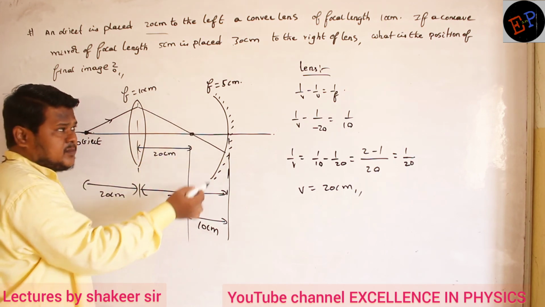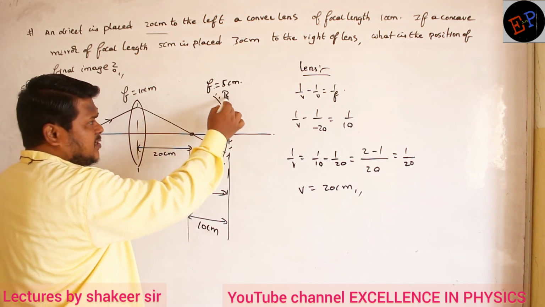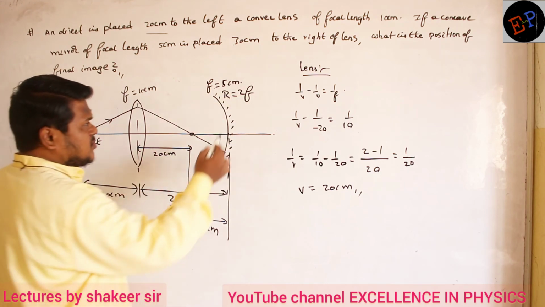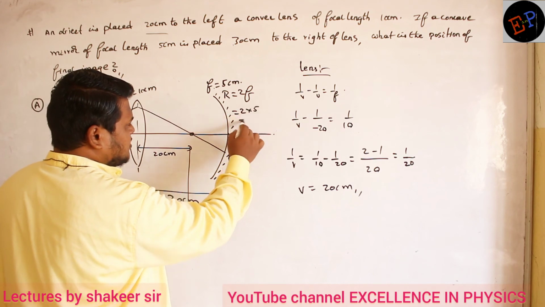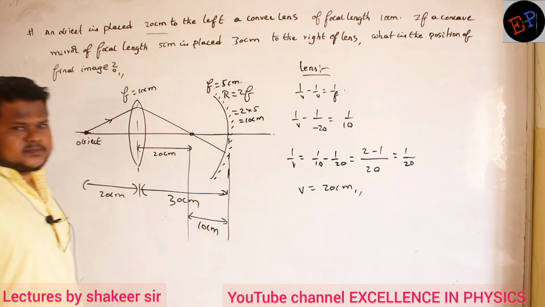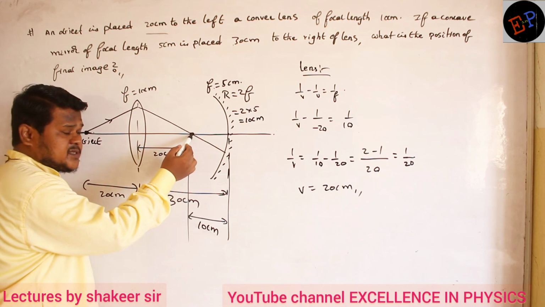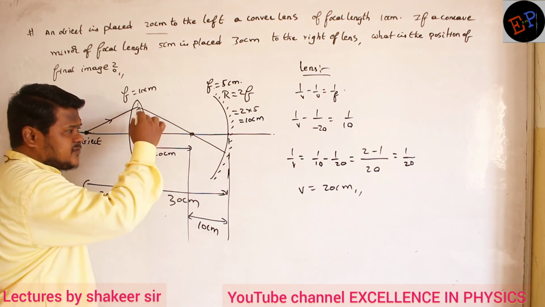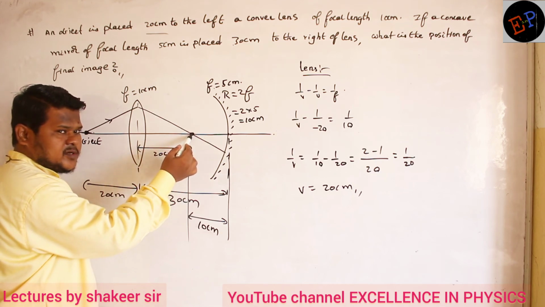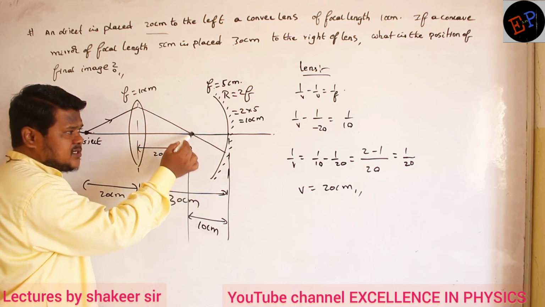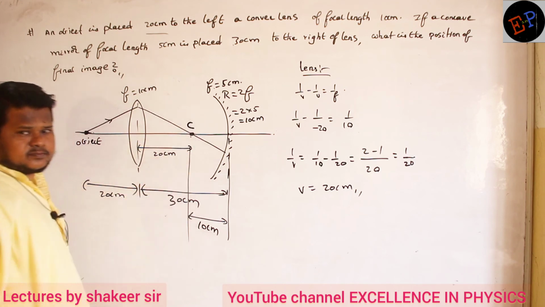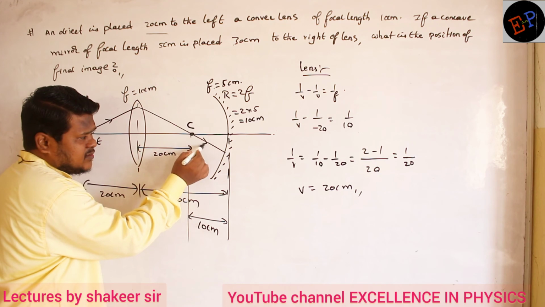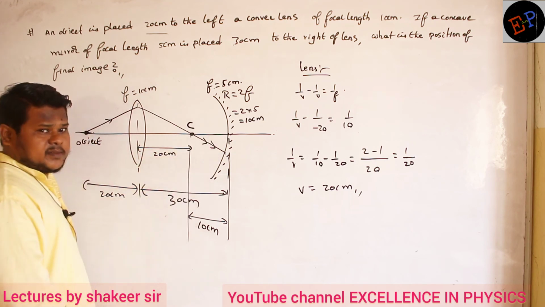Correct, no? Because if the focal length is 5, then what will be the radius of curvature? Radius of curvature is 2f for a mirror. So 2 into 5, it is 10 centimeters. So where is the object present? The image created because of the first lens behaves like a virtual object for this mirror. So the virtual object is present exactly at the center of curvature.